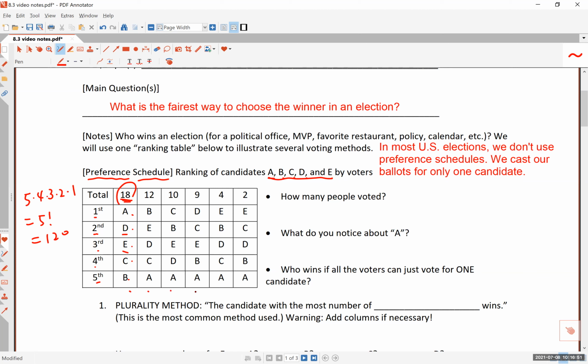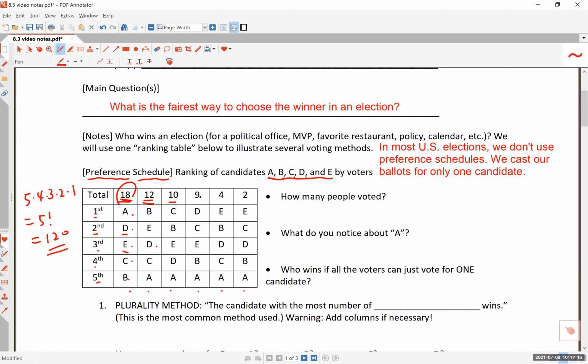What you see here is that we have only 6 of the 120 permutations represented, but that's okay, because this is not just a random schedule. This is a preference schedule. So 18 people preferred the candidates in this order: A, D, E, C, B. 12 people ranked them in the order B, E, C, D, A, and so on.